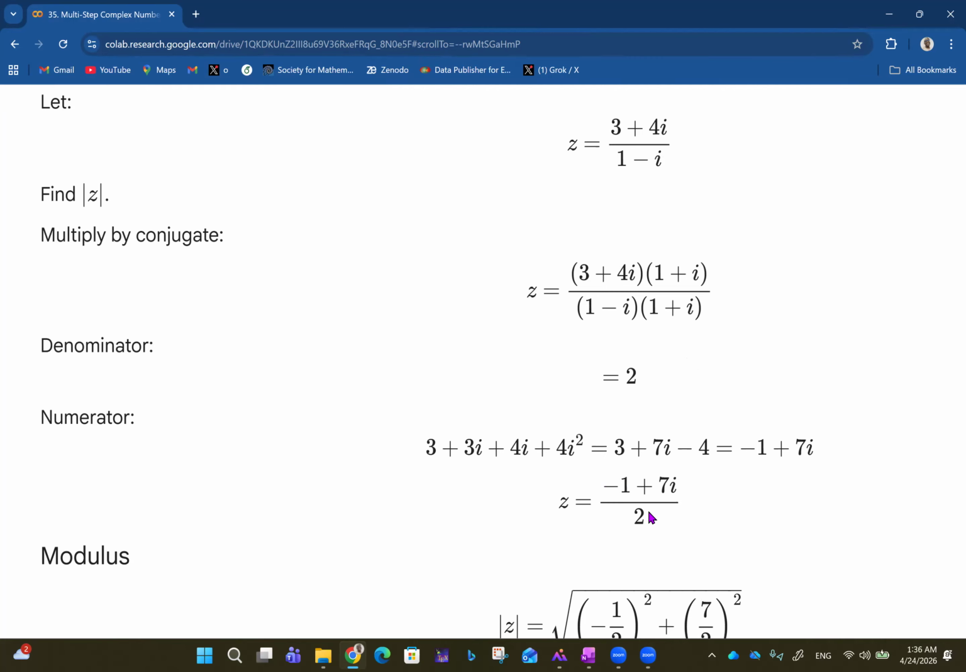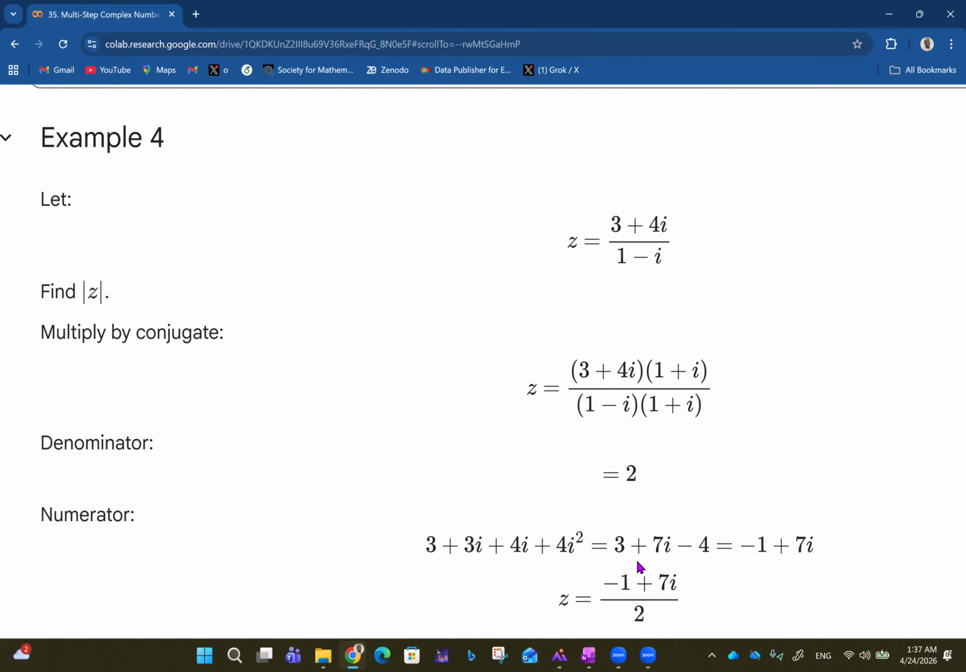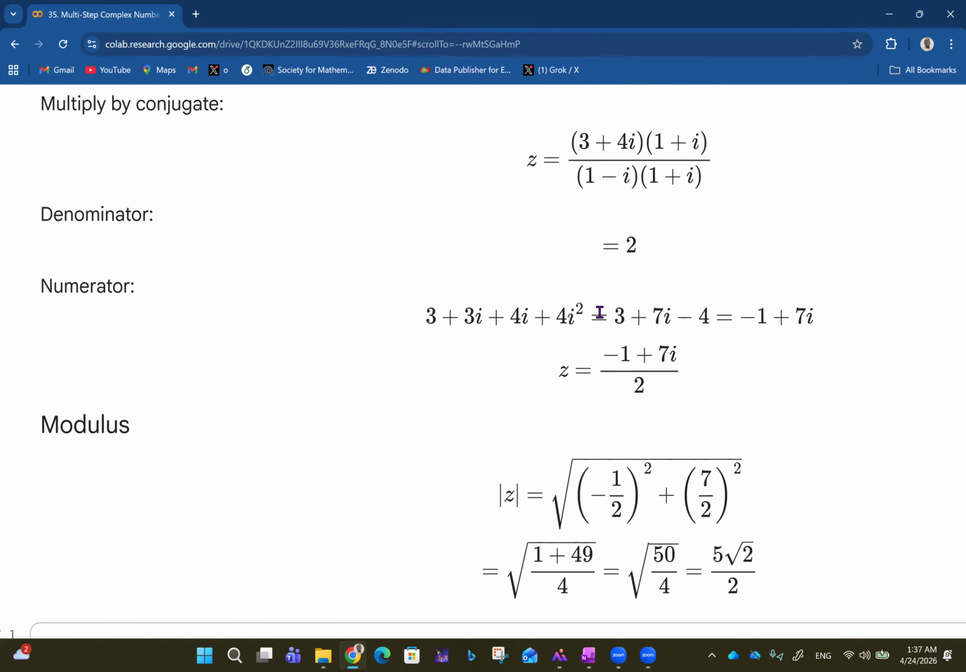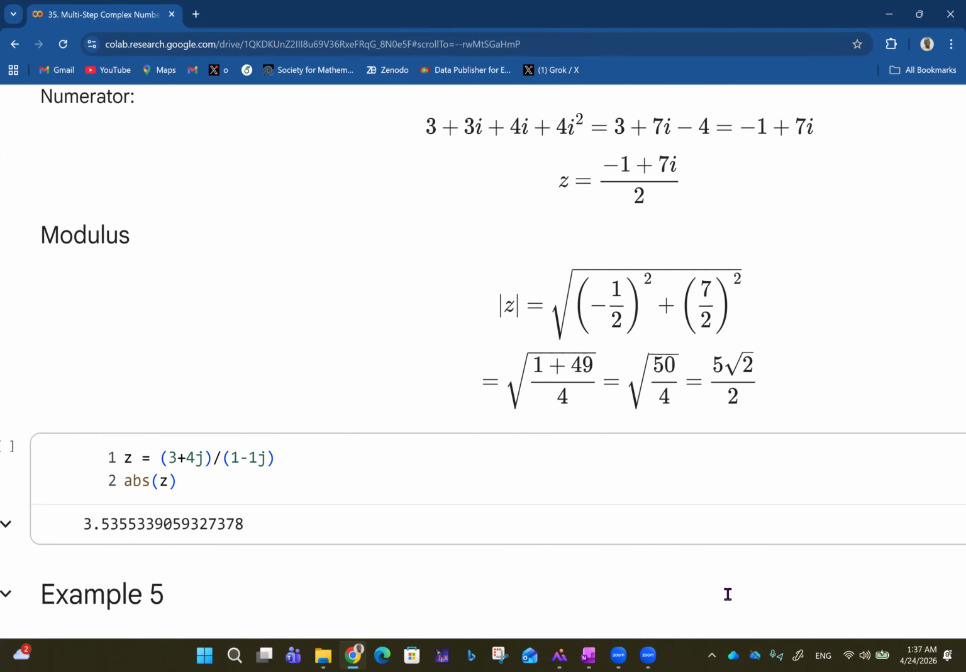It is easier to find the magnitude of this than to find the magnitude of the original. So you simplify first. That's why we are talking about multi-step. You simplify first, then you can take the modulus. For the modulus, now you have the components minus 1 over 2 plus 7 over 2 i. So the absolute value of z is the square root of minus 1 over 2 squared plus 7 over 2 squared. That means you have 1 over 4 plus 49 over 4. That's the square root of 50 over 4, which is 5 root 2 all over 2.